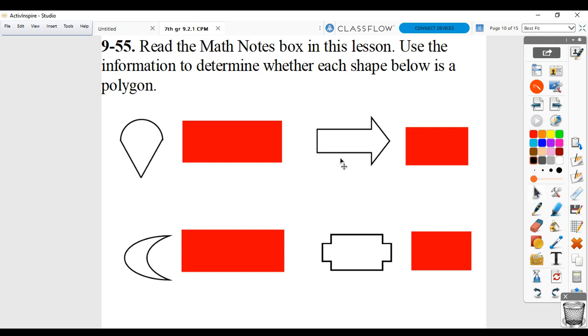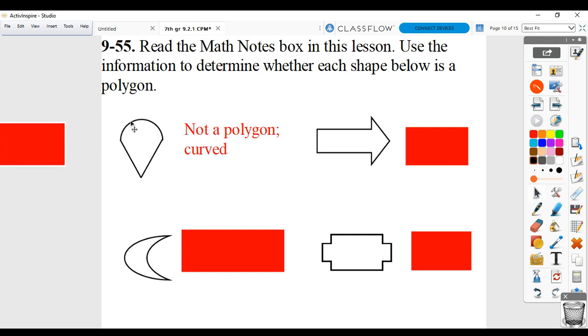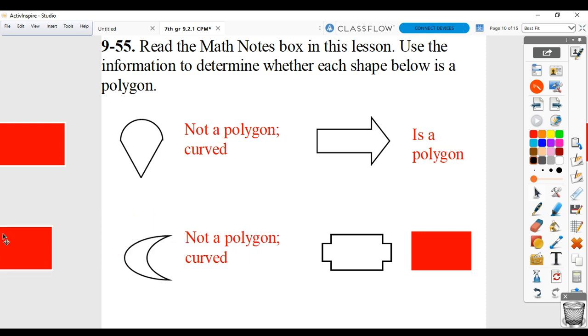So this first shape is not a polygon because of the curve right there. We need to have only straight line segments to make up a polygon. The second shape here is a polygon. The third, again, is not because of the curve. And the last one is. So remember, the characteristics for a polygon is that it has to be made up of all line segments. It has to be a closed figure, meaning there's not a gap or opening, and line segments cannot overlap or intersect.